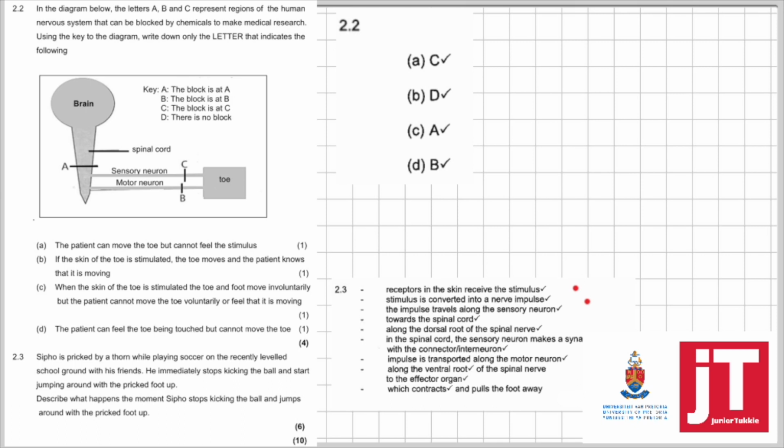The impulse travels along the sensory neuron towards the spinal cord, along the dorsal root of the spinal nerve. Here, in the spinal cord, the sensory neuron makes synaptic contact with the connector neuron or interneuron, where the impulse is transported along the motor neuron, along the ventral root of the spinal nerve to the effector, which contracts and makes him pull his foot away. As you can see, the marks is 6 marks, and there's many ticks here. So here, obviously, they were looking for any 6.